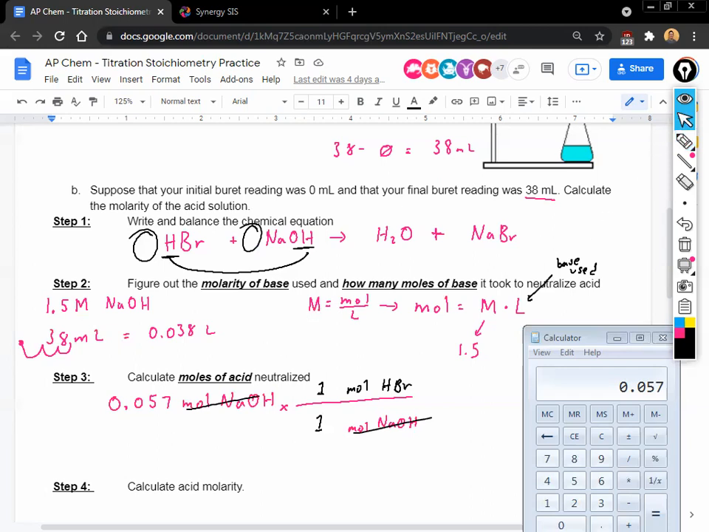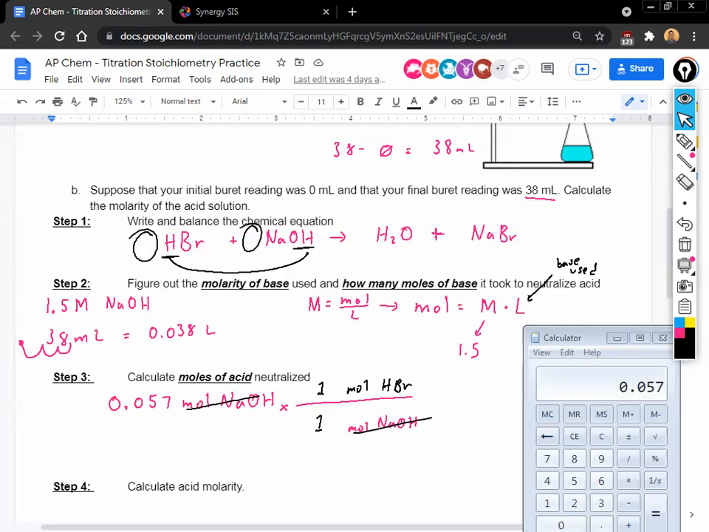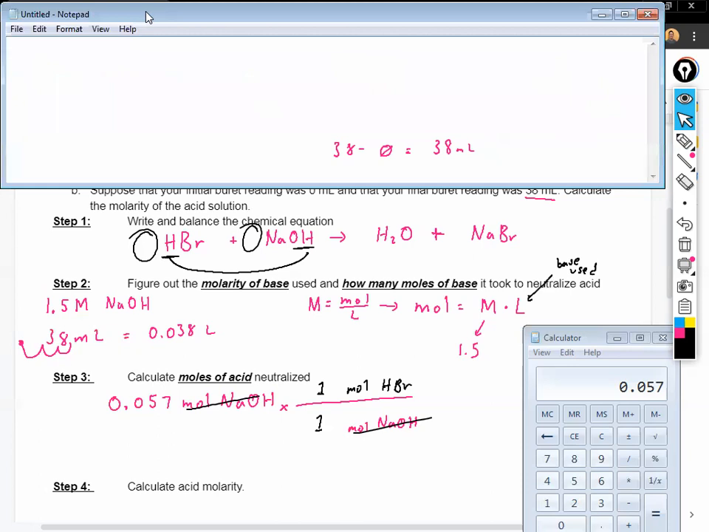Okay, so based on our calculations, we know that we neutralized 0.057 moles of acid, okay, the same as the base. Okay, so I'll write the answer up there. Okay, so we neutralized 0.057 moles of HBr.